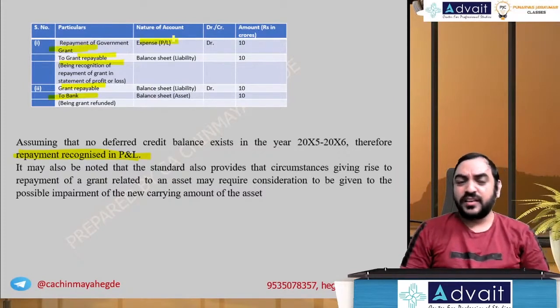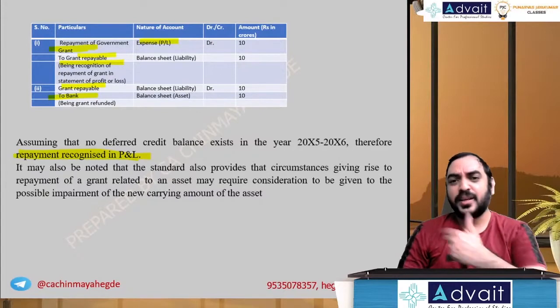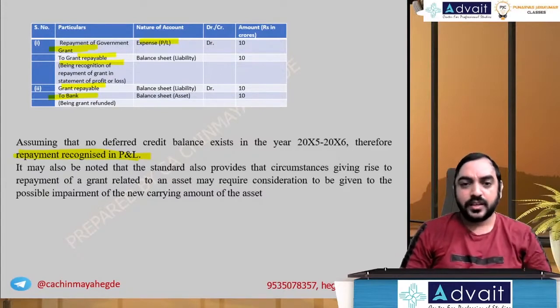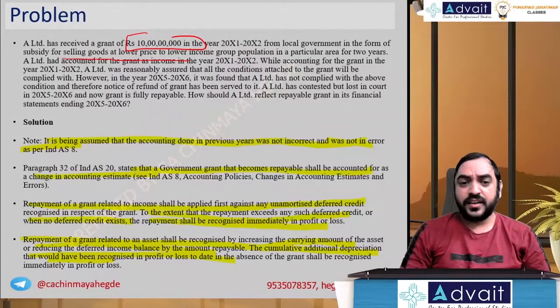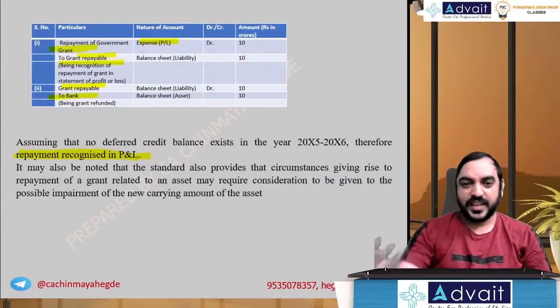They have not asked for a journal entry, so you don't have to pass this full entry. You can pass one entry also, grant account expense to bank repayable, which is sufficient. Since they have not asked for a journal entry, you can just explain in words like this, which is sufficient. Let's move on.